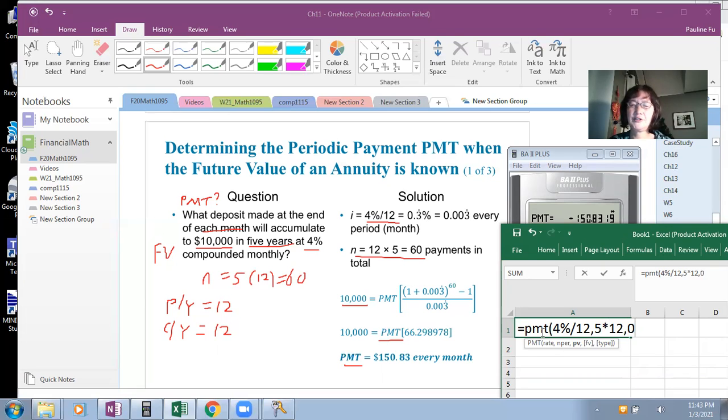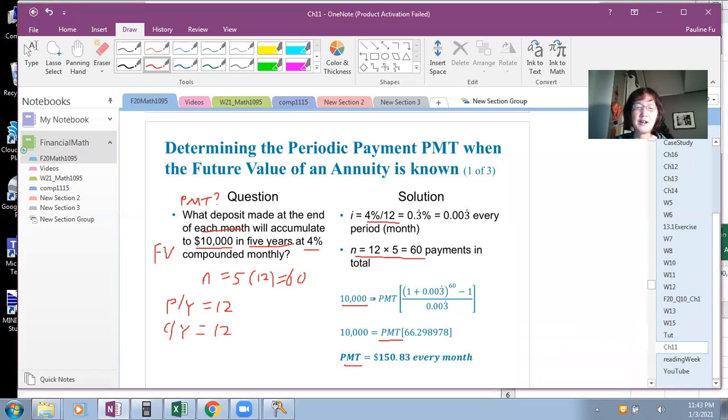PV is 0. FV, future value, 10,000. Type is 0. And you get this $150.83. Okay. So 3 different methods to get the same result.